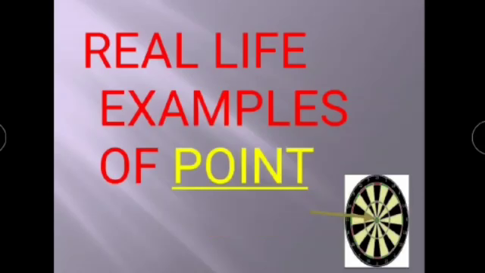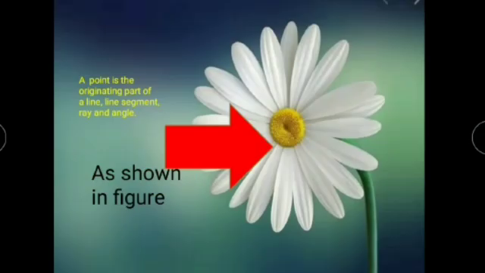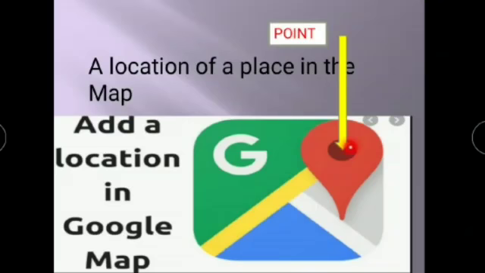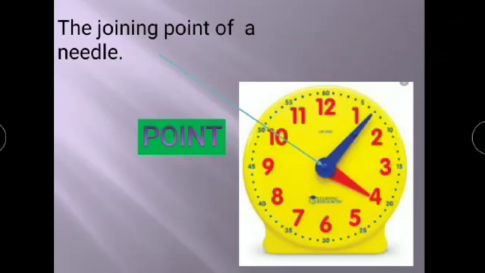Here are some real life examples of point. A point is the originating part of a line, line segment, ray and angle. Point is a location of a place in the map. Joining point of a needle is known as a point.